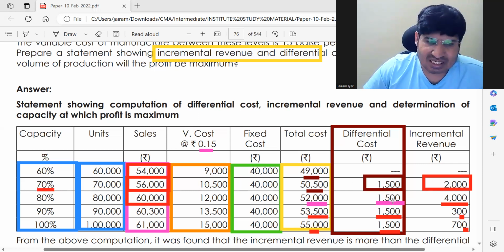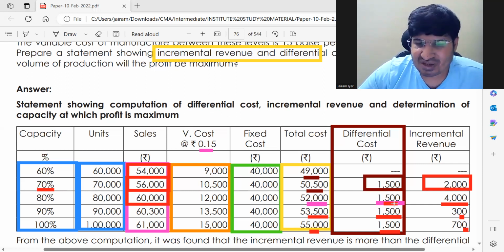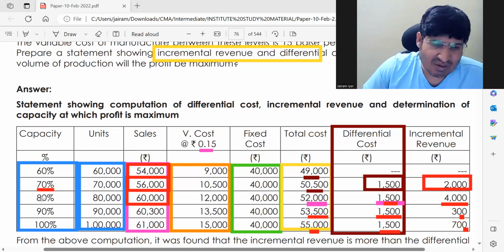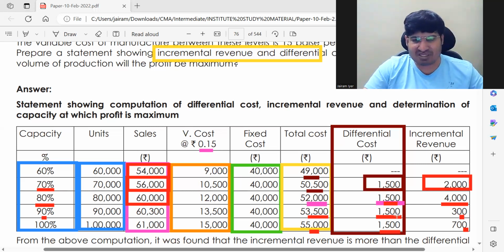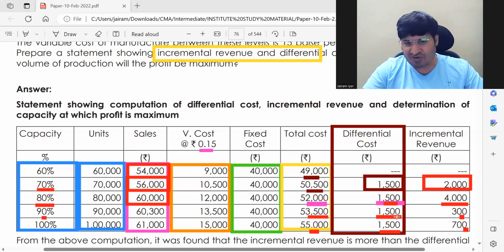Now let's go to the next step. Shall we manufacture 80%? Again, this is 4,000 and this is 1,500. We are still getting more revenue, so we are happy and we will manufacture 80,000. Now go to the next one, 90. Here the revenue is less and the cost is more. If you manufacture 90%, your total profit will be less by 1,500 minus 300, because the cost has become more by 1,500 and revenue only by 300. So it is not desirable to manufacture 90%.